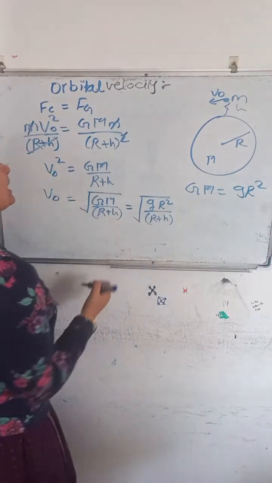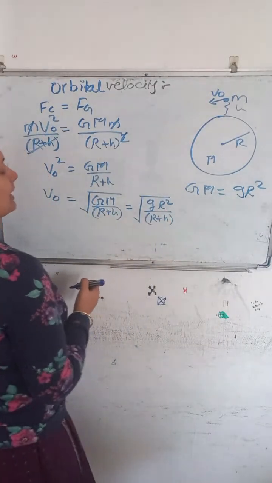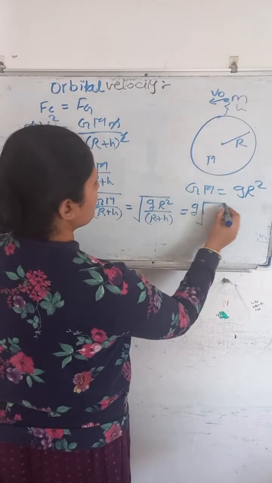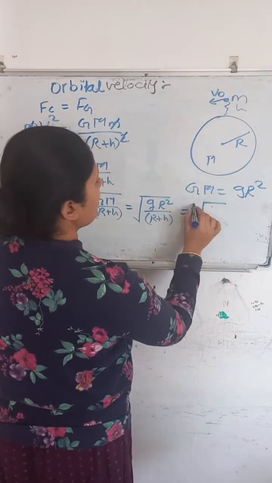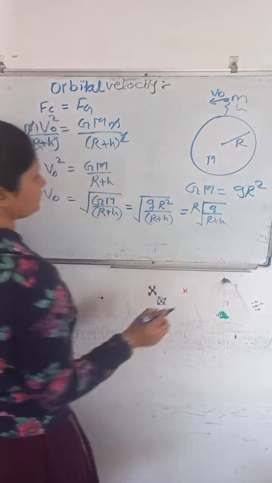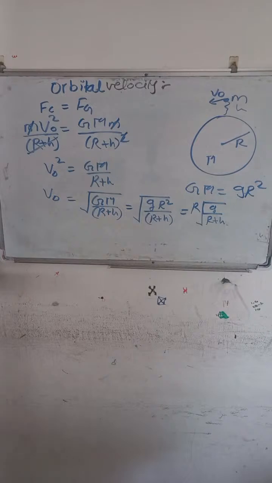So you can take r out, and you can write it like this also: r times the square root of g upon r plus h. Okay, so this is also orbital velocity.